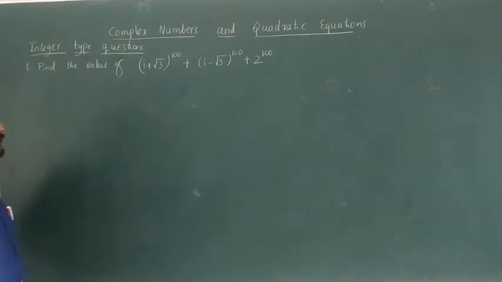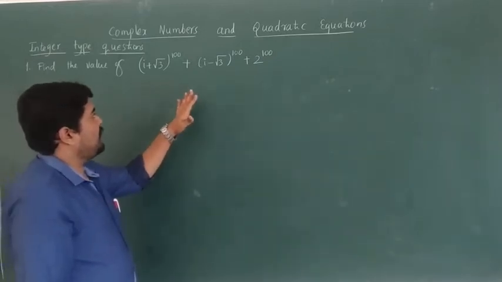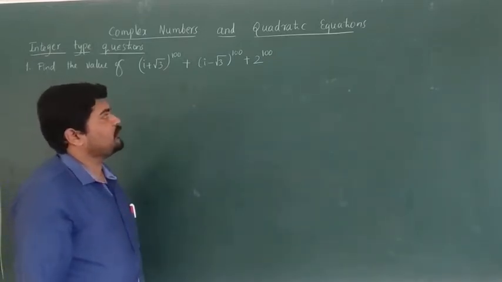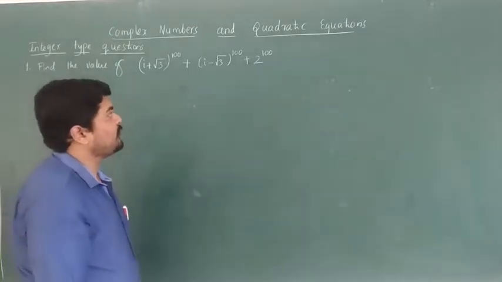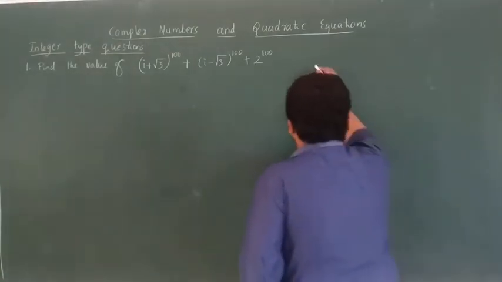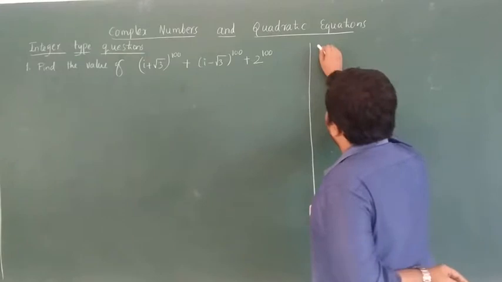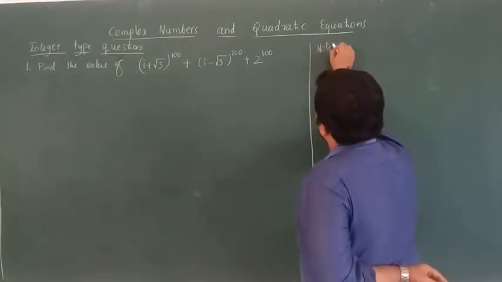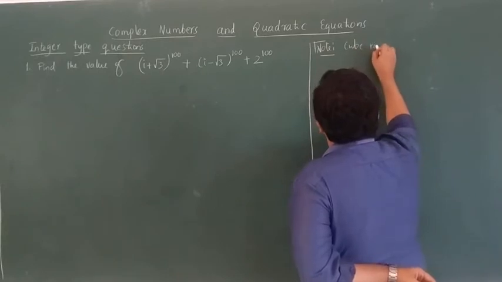Here we have the first problem: find the value of (i + root 3) power 100 plus (i minus root 3) power 100 plus 2 power 100. Before solving this particular problem, we will make a note regarding the cube roots of unity. We will note one thing over here, that is regarding the cube root of unity.